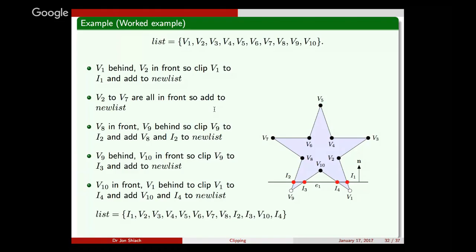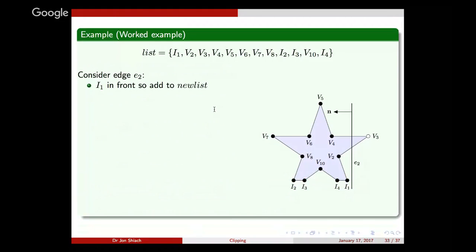Okay, so my new list, at the end of that first step, has grown a bit. I no longer have V9 and V1 in this list. I've replaced V1 with I1, replaced V9 with I2 and I3, and right at the end, I've also replaced V1 with I4. So that's just one edge. Now we go to the next edge. Notice how my polygon has changed.